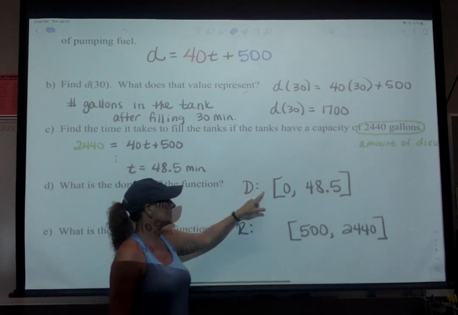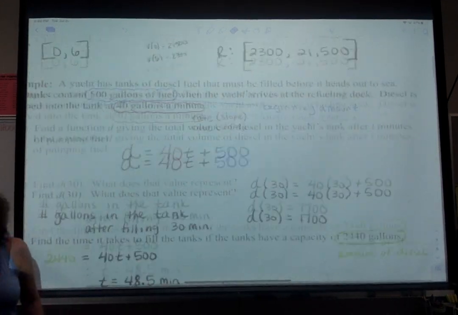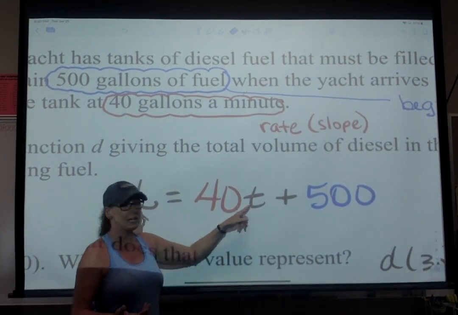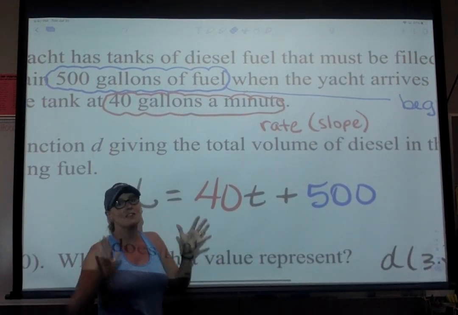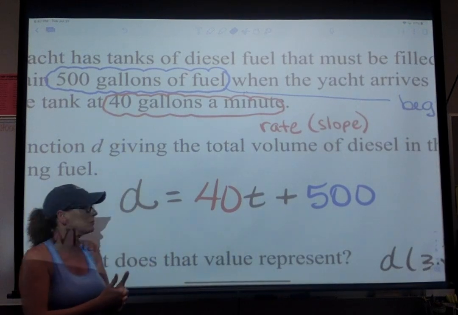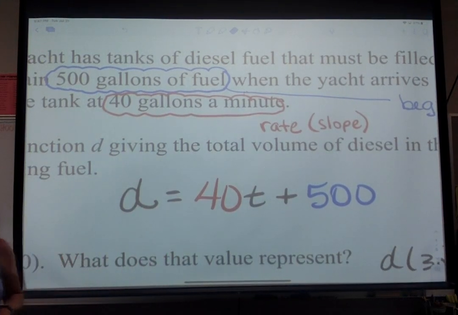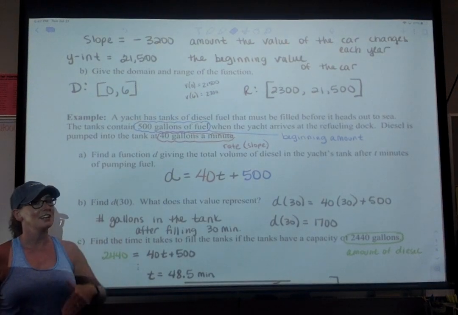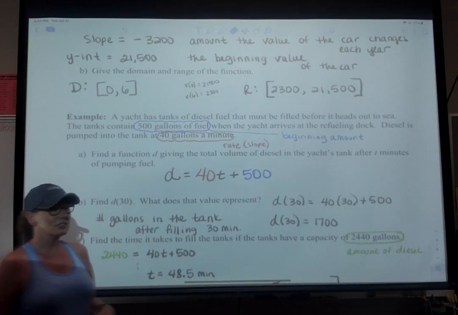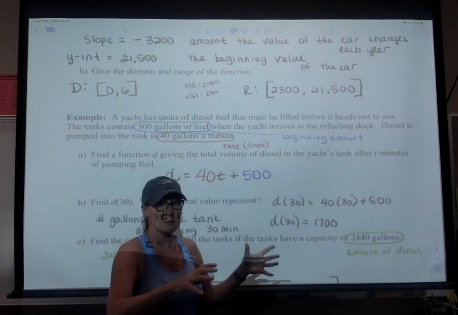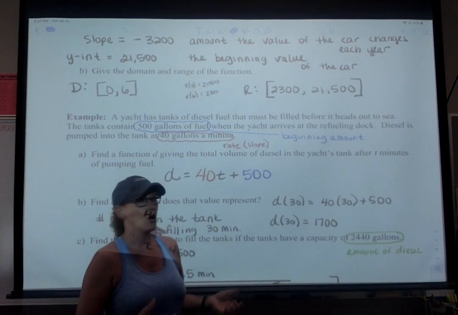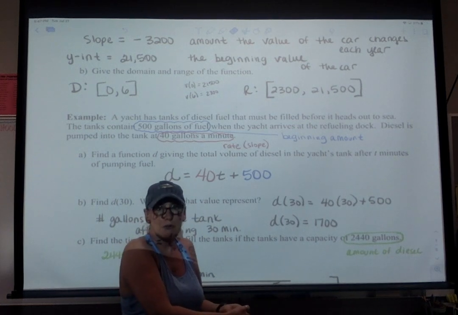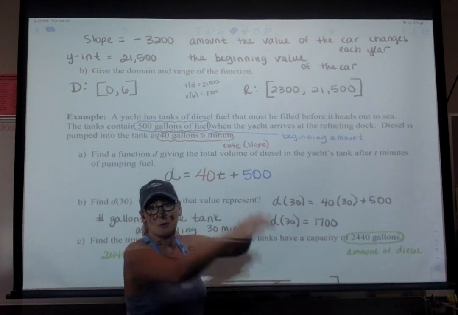Domain. Well, again, if you look at the equation, it looks linear. What can you plug in for T? Oh, I can plug in anything. No, not in the context of this problem, you can't. So be careful what you plug in for T. T is time. We don't want to plug in negative numbers. And don't plug in an outrageous number, like 100 minutes, because that means you're going to be standing there for 100 minutes and the gas is going to be overflowing.